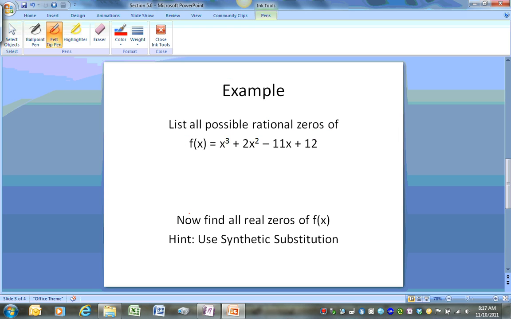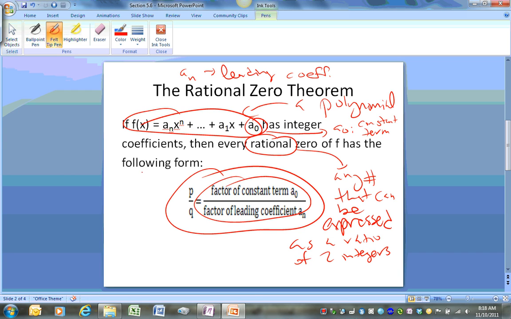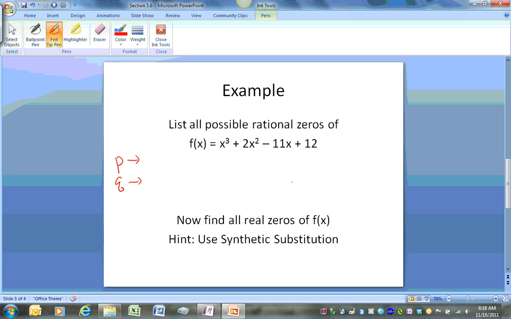So let's look at an example here. You're asked to list all possible rational zeros of the following function. So here's what I do. We find what p is. We find what q is. Now p is going to be all the factors of your constant term, right? That's my constant term. So all the factors of that are plus or minus 1, plus or minus 2, plus or minus 3, plus or minus 4, plus or minus 6, or plus or minus 12. You have to put plus or minus because obviously 12 can be divided by positive or negative numbers.